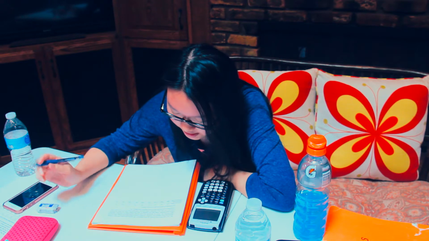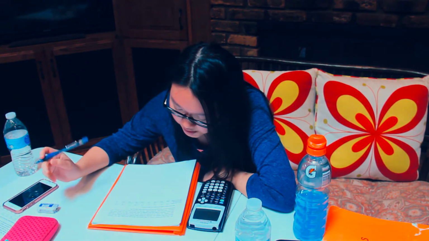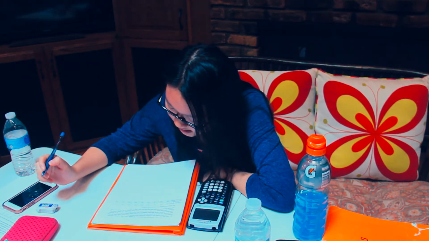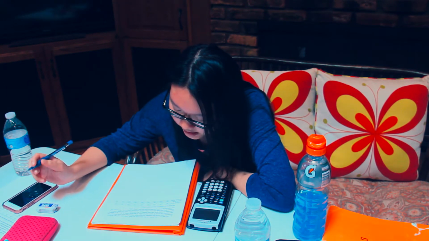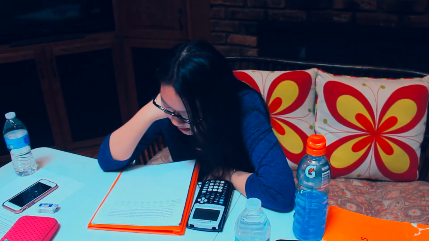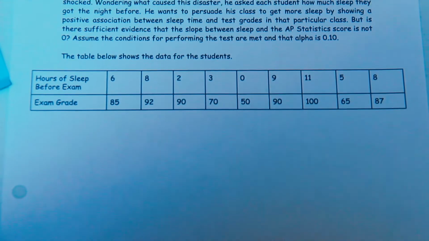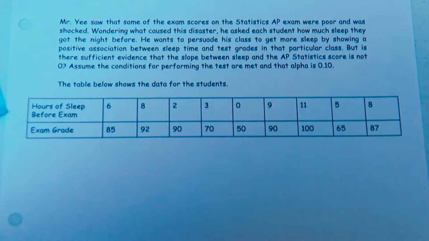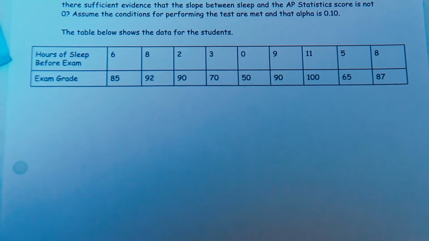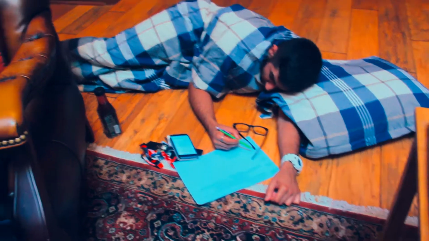Mr. Yi saw the exam scores on the statistics AP exam were poor and was shocked. Wondering what caused this disaster, he asked 10 of his students how much sleep they got the night before. He wants to persuade his class to get more sleep by showing a positive association between sleep and test grades in that particular class. Is there sufficient evidence that the true slope between sleep and AP statistics score is not zero? Assume that conditions for performing the test are met and that alpha is 0.1. Assumptions. Have a random sample of... It says assume the conditions for performing the test are met.